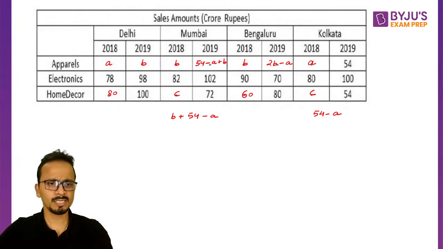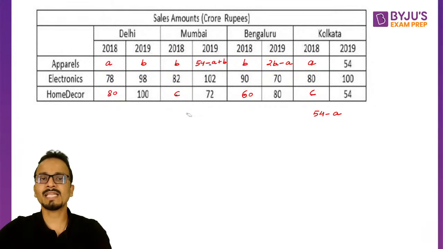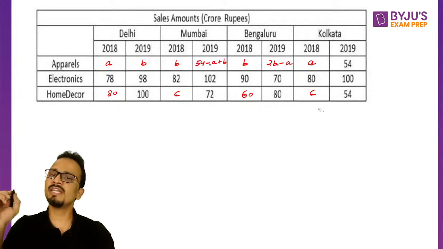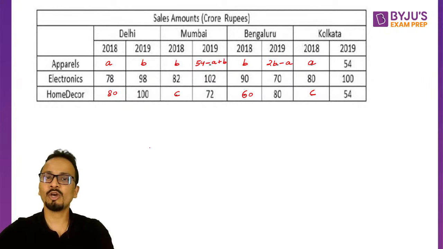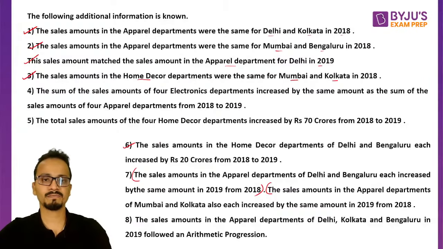All right. Now look at this carefully. Now I can say that all the values have been filled in terms of A and B. Now what is the matter? Now it is time to find the values of A and B. Okay? So 7th statement is also done.